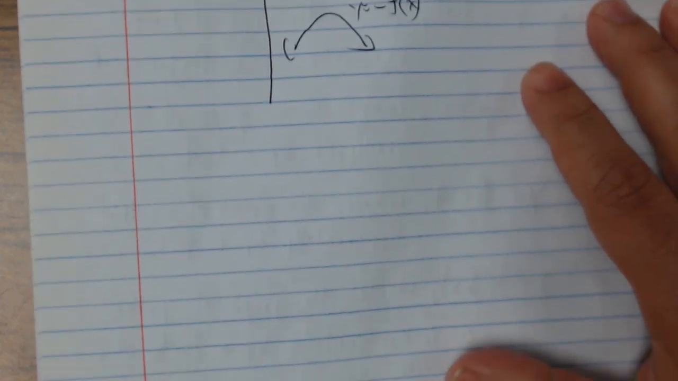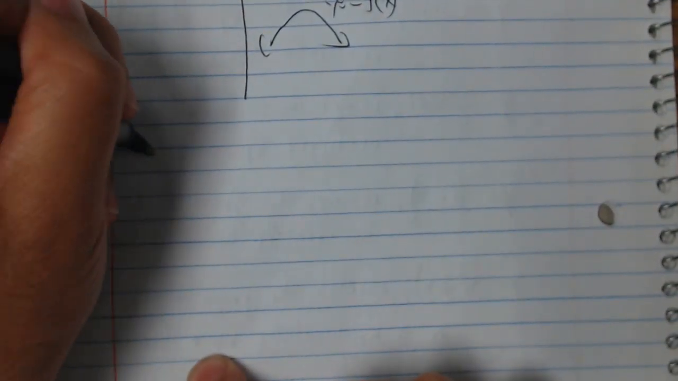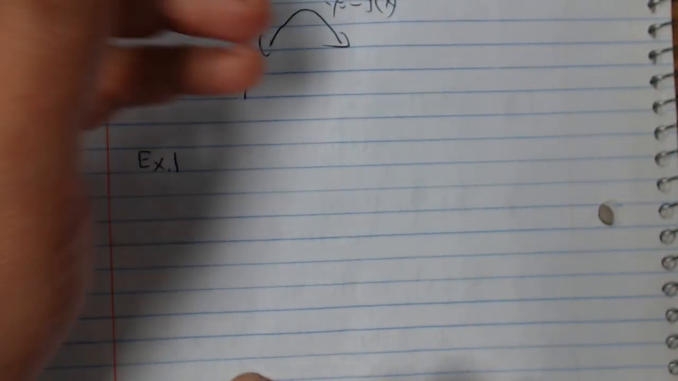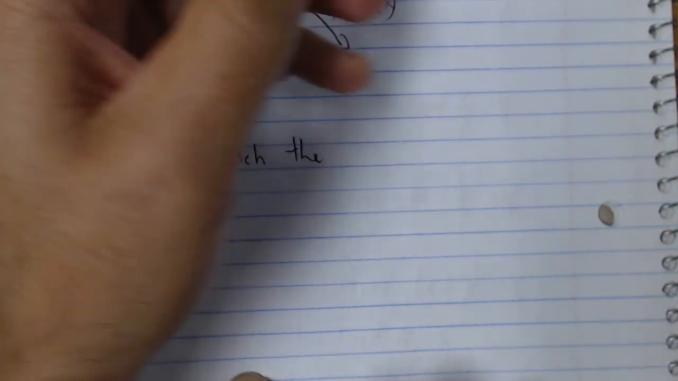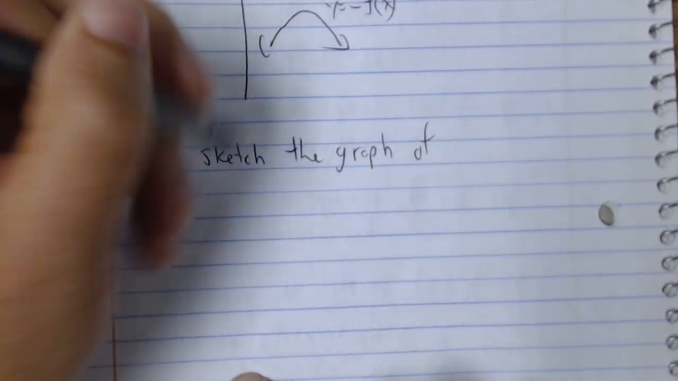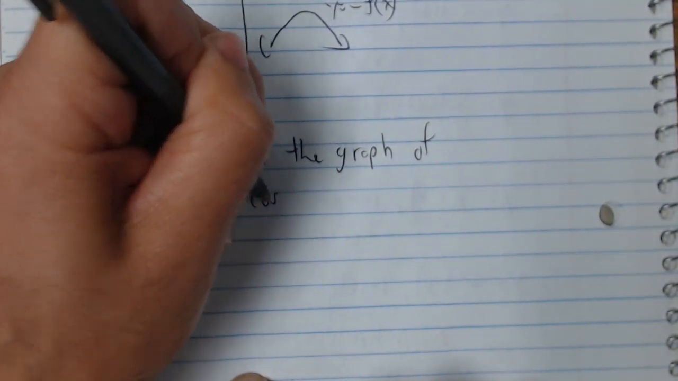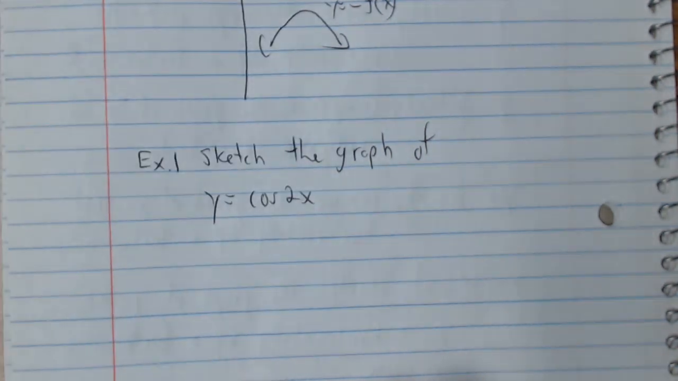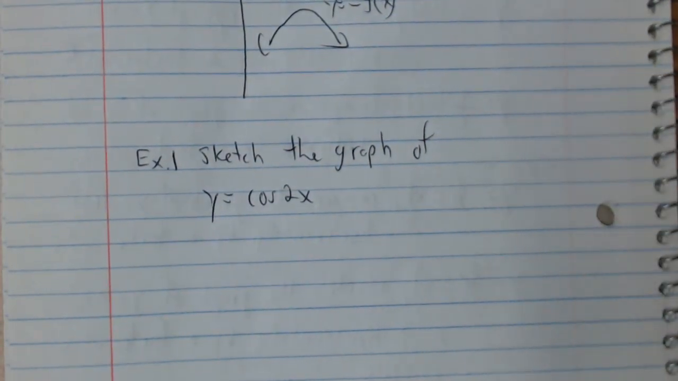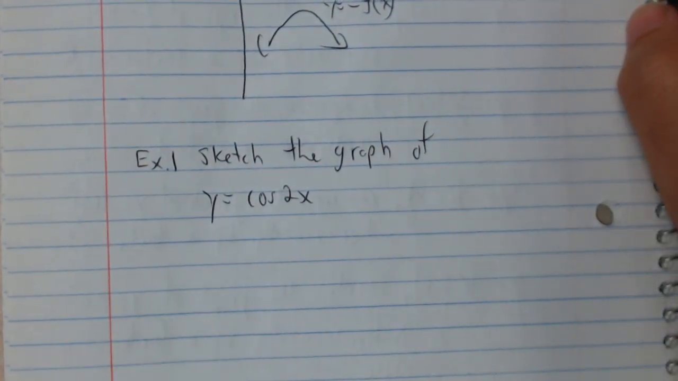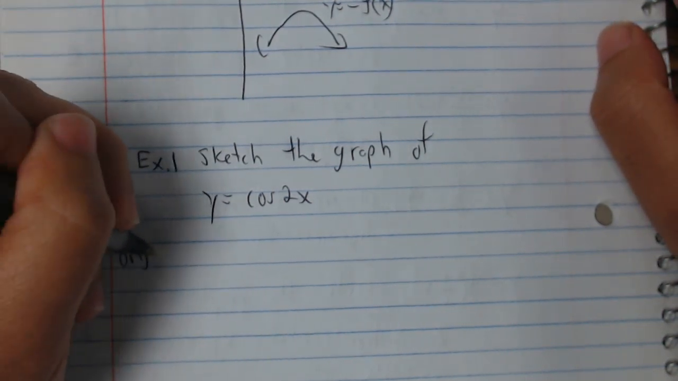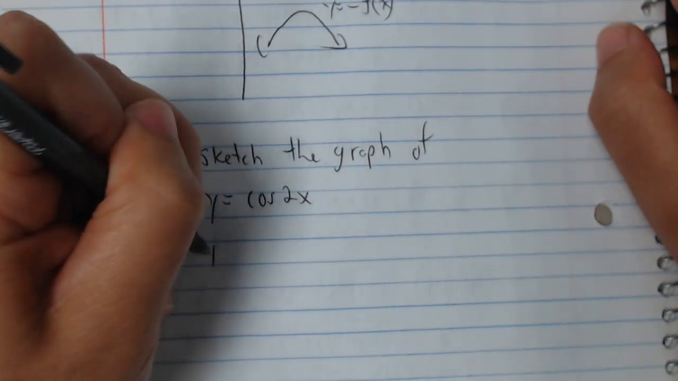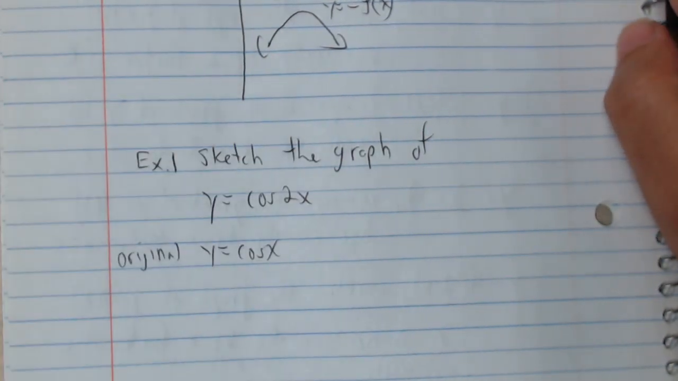Okay, so let's look at our first example. So we're going to say sketch the graph of y equals cosine of 2x. Okay, so if we look at this and we compare this to its parent graph, its original graph is just a basic y equals cosine of x graph.